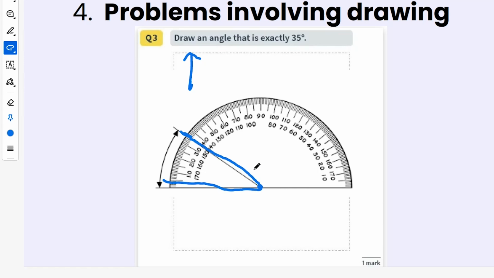Again, with a ruler would probably be best. And then I could identify it like that. Take my protractor off the page. So that would be my 35-degree angle.